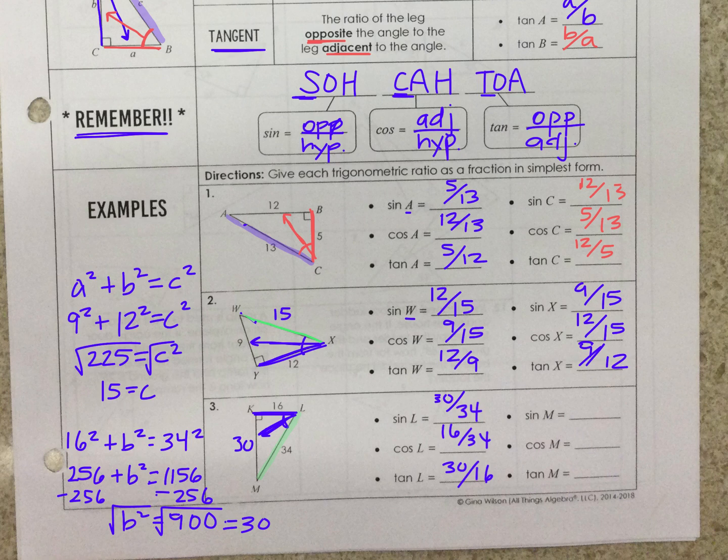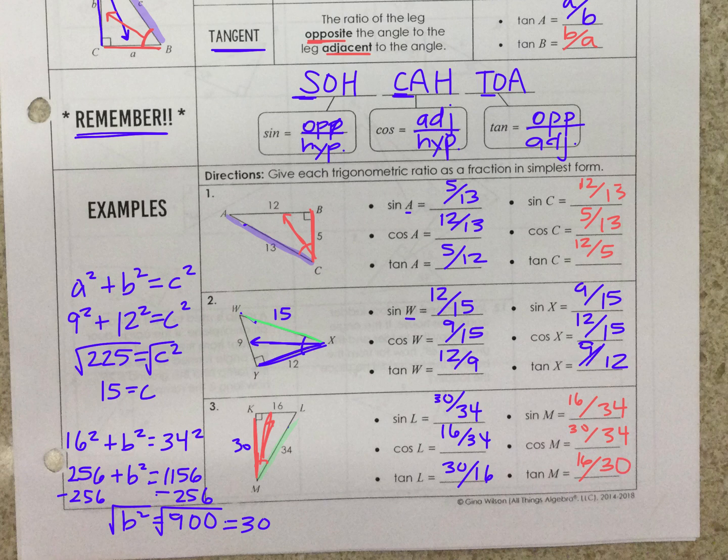Now let's find the sine for M. Oops, I didn't mean to erase that 30. The sine for M: sine is opposite, 16. The hypotenuse is still 34. The cosine for M, adjacent 30 over hypotenuse 34. And our tangent for M is opposite, which is that 16, over adjacent, which is that 30.